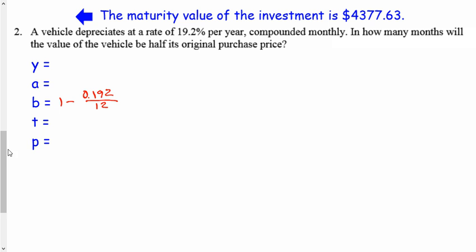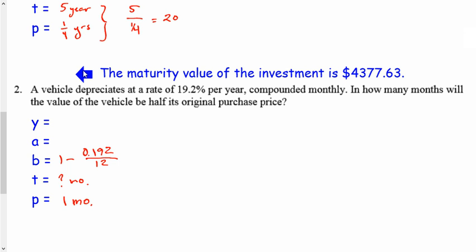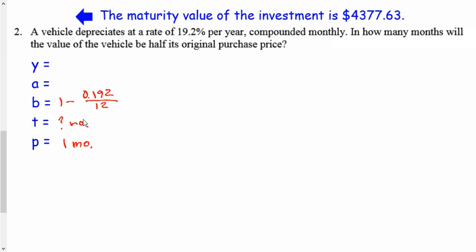So since I want to know the number of months, I'm going to say this time is going to be some mystery value in months, which means my period will be monthly. Well, it's compounded once per month, so every 1 month is the compounding period. Notice in that previous question, it was every quarter year that our investment was compounded. But now it's compounded once a month, so since I picked months for t, because that's how I want to find my answer, I used months for p as well.